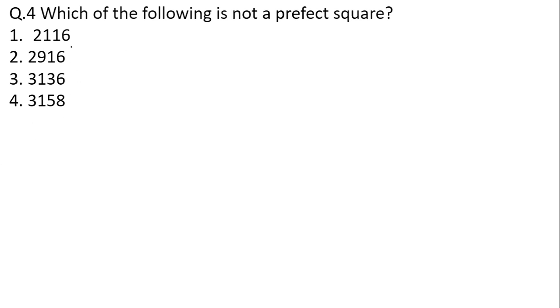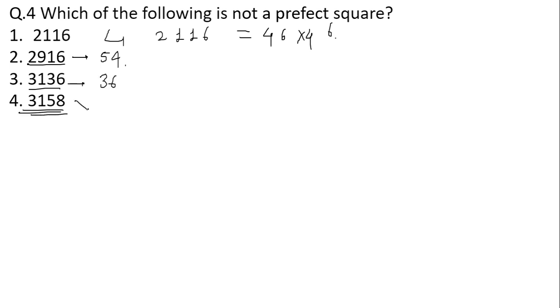So here, an integer that can be expressed as the square of another integer is nothing but a perfect square. We know this, right? 2116 is the square of 46, that is 46 into 46. 2916 is again a square, of 54, that is 54 into 54. 3136 is again a square of 56, but 3158 is not the square of any integer, so it's not a perfect square.